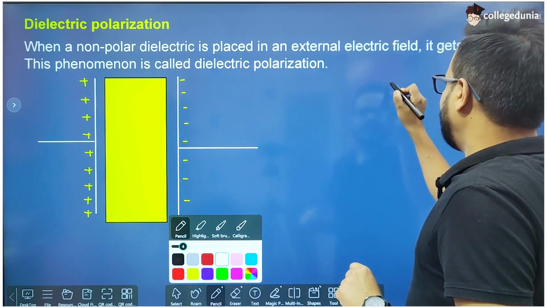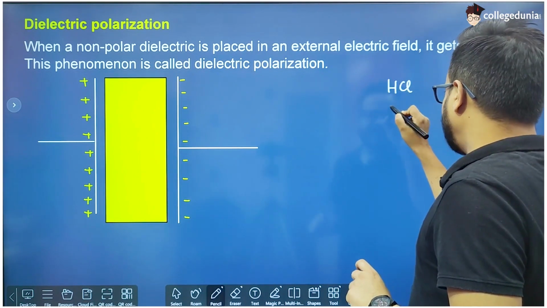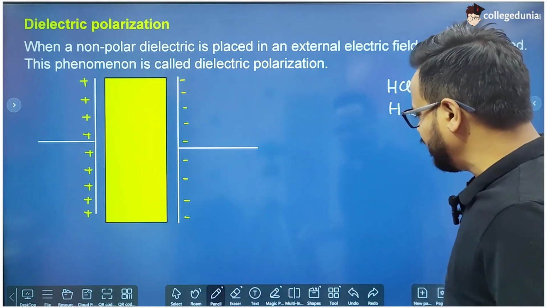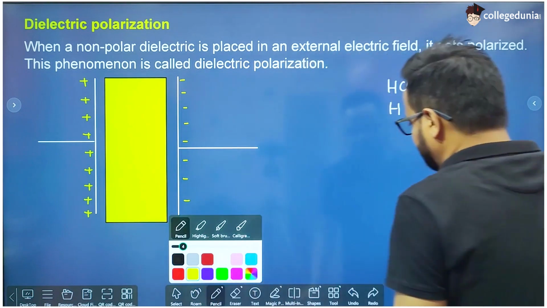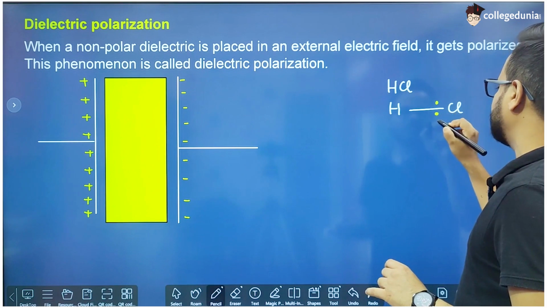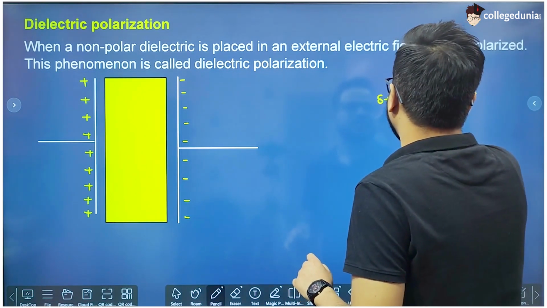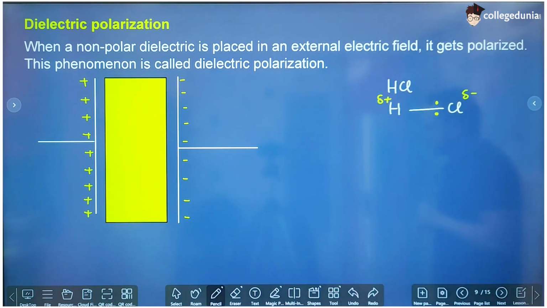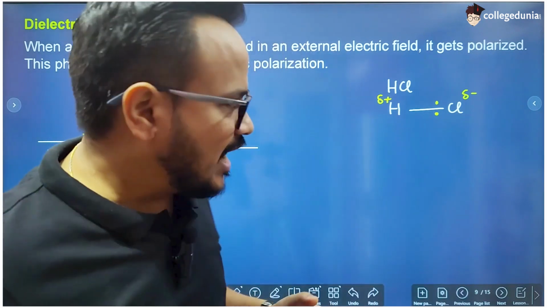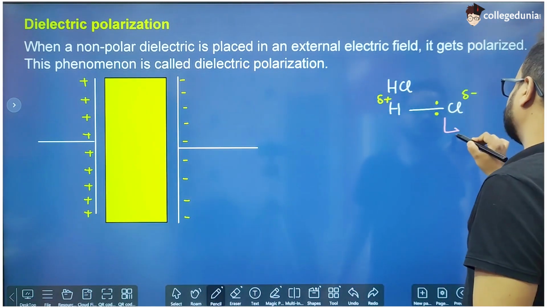For example, HCl is a polar molecule because H and Cl have different electronegativity, and Cl is more electronegative as compared to H. So what happens? The electrons of this bond are shifted slightly towards Cl, so it gets a partial negative charge and H gets a partial positive charge. So positive and negative poles are created. That's why it is called polar.